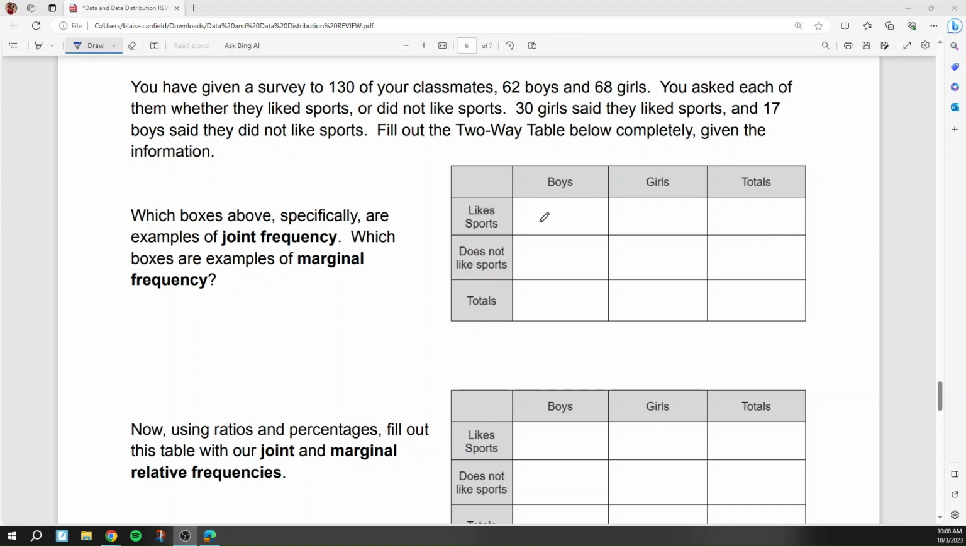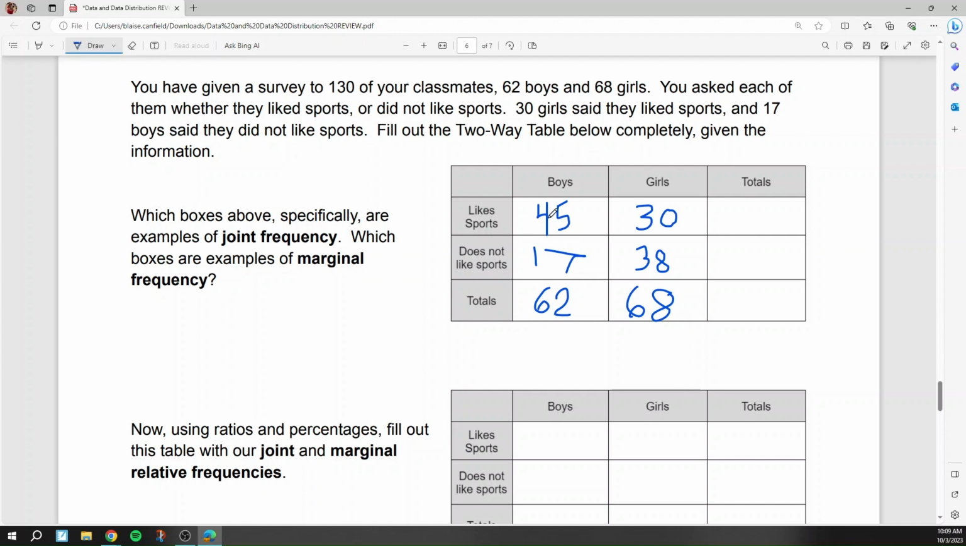All right, so you're given a survey to 130 students. Oh, I can't read. You have given a survey to 130 of your classmates, 62 boys and 68 girls. So I already know in my table here, I've got 62 boys and 68 girls. You've asked each of them whether they liked sports or did not like sports. 30 girls said they liked sports. So if I go to girls and liked sports, I can write 30. And 17 boys said they did not like sports. So to find the rest here, I could use 68 minus 30 to find that, which is 38. I'm going to do 62 minus 17, which is what, 45?